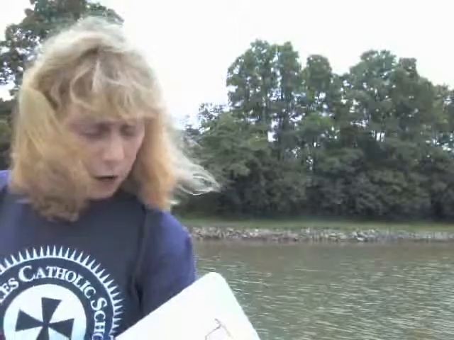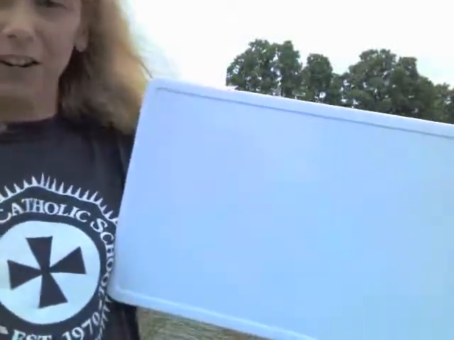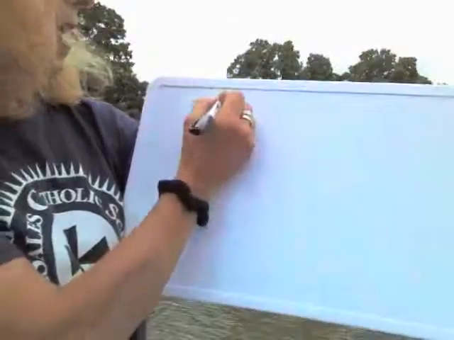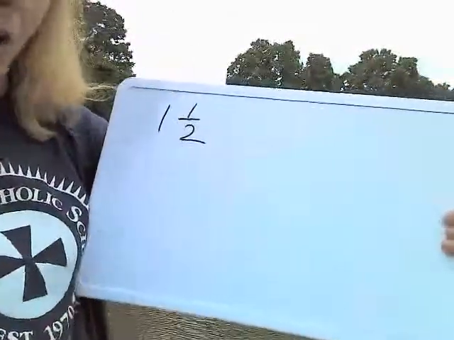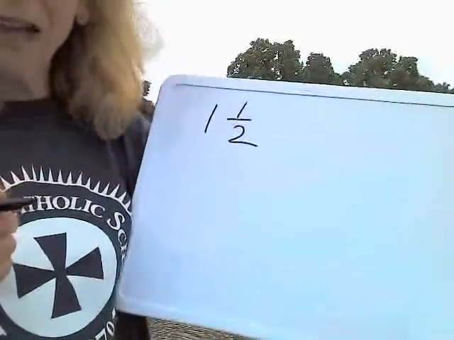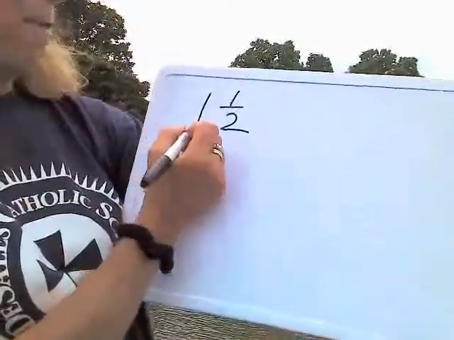Why are we here? We want to talk about adding fractions with common denominators. So let me start here. What if I started here at mile marker 1.5 and I walked 3.5 miles? What mile marker would I be at?